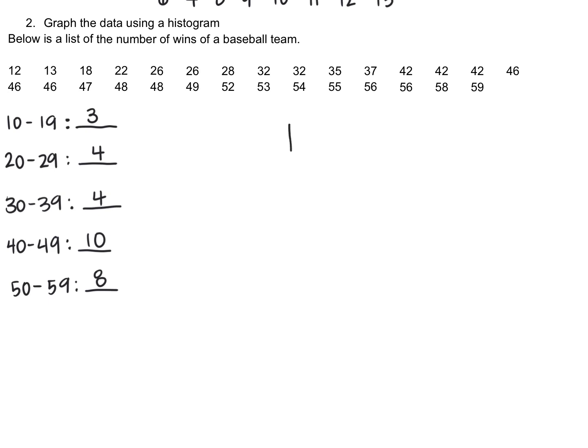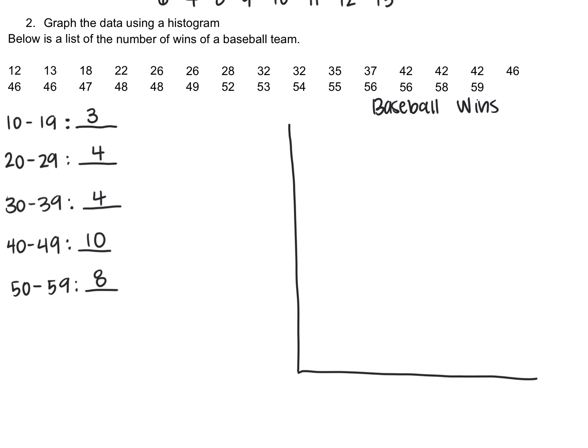Now I'm going to draw my X and Y axis. My title is going to be Baseball Wins. My X-axis is going to be my number of wins. And the nice thing for your histogram, your Y-axis is always the same. It's going to be my count. So how many numbers? So my Y-axis, I'm just going to go up by 2s, maybe 1s. I'm going to go by 1s. So 1 to 10.